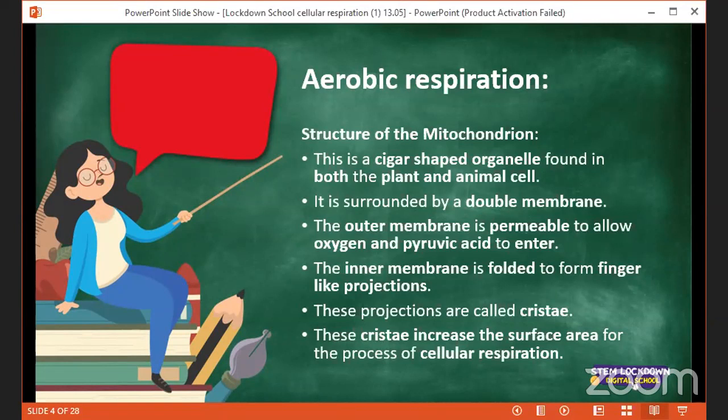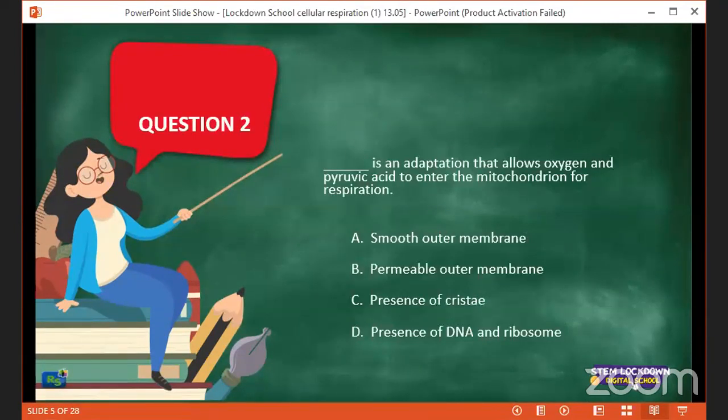Okay, so I hope everyone understands this. And if you don't understand and you need me to go in greater detail, I'd like you to please indicate. Okay, now let us move on to the next question. Question 2. Is an adaptation that allows oxygen and pyruvic acid to enter the mitochondrion for respiration. Is it A, the smooth outer membrane, B, the permeable outer membrane, C, the presence of cristae, or D, the presence of DNA and ribosome?